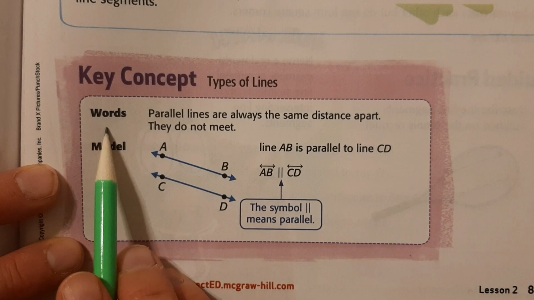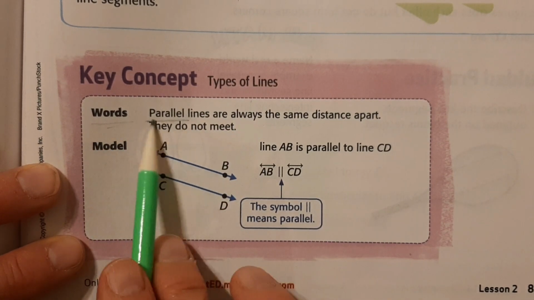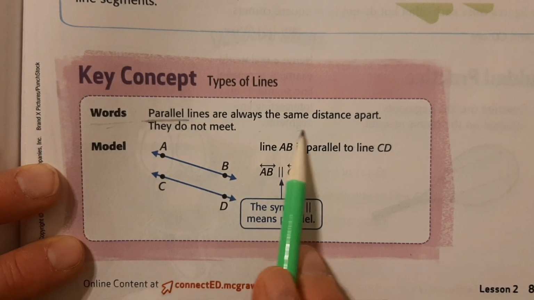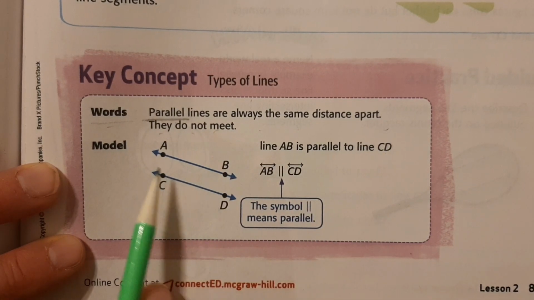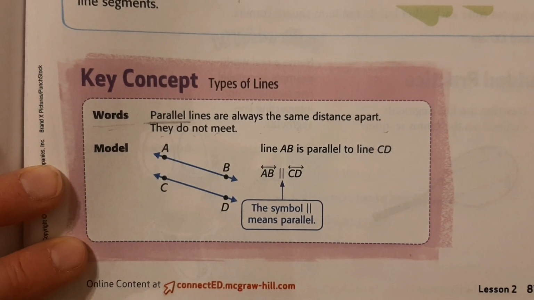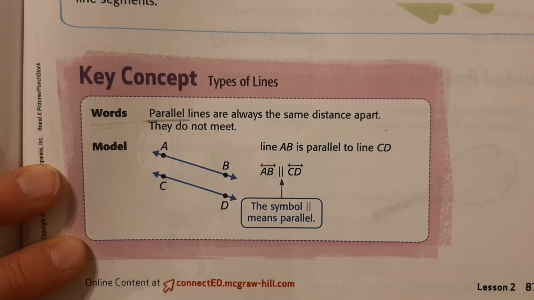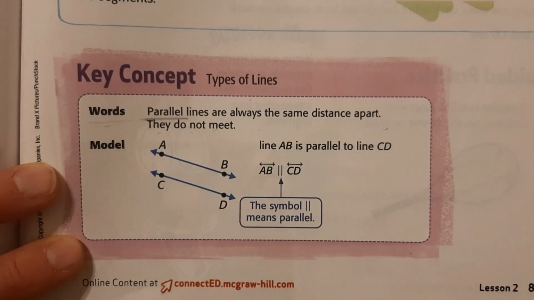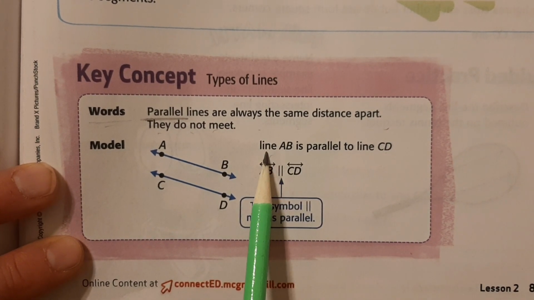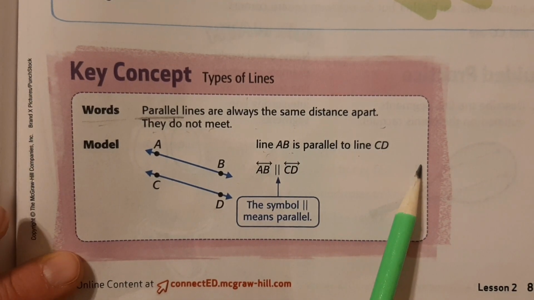So, key concept, types of lines. The first one, parallel. Parallel lines are always the same distance apart. They do not meet. So these are two parallel lines. I want you to look around your house for a minute, see if you can find some parallel lines. Now take a look. It says line AB is parallel to line CD.